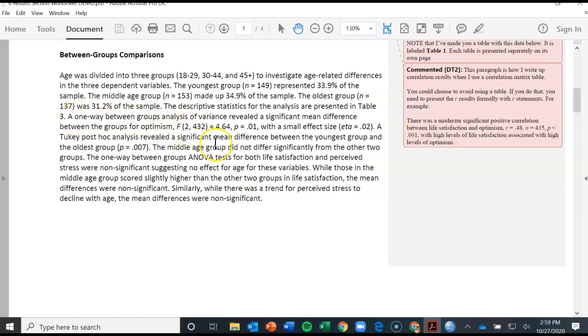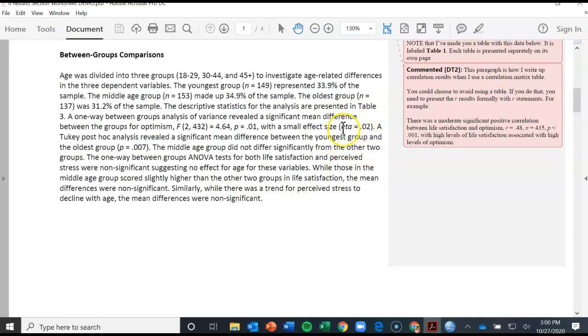A one-way between groups analysis of variance revealed a significant mean difference between the groups for optimism, and this is the F statement in total. Here you have a capital italicized F, a space. In parentheses, you have the degrees of freedom, 2, 432, close parentheses, space, equal sign, space, 4.64, comma, space, italicized lowercase p, space, equal sign, space, 0.01. And here I'm not doing the less than because I didn't have a p-value that was 0.000. I give the exact p-value, so it's an equal sign. Comma with a small effect size, and then I provide the eta squared value.